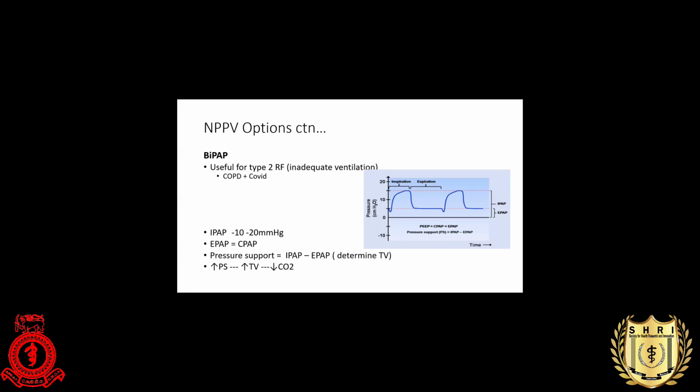This IPAP, the machine gives IPAP when the patient starts to breathe, during the inspiration cycle. The most important thing is the difference between IPAP and EPAP. You call this pressure support in your conventional ventilator. This pressure support is important to increase the tidal volume. That tidal volume ultimately reduces the patient's carbon dioxide level. So if you want to eliminate carbon dioxide, you have to increase the IPAP. If you want to increase oxygenation of this patient, you have to elevate EPAP.